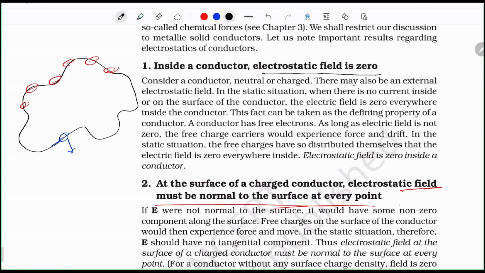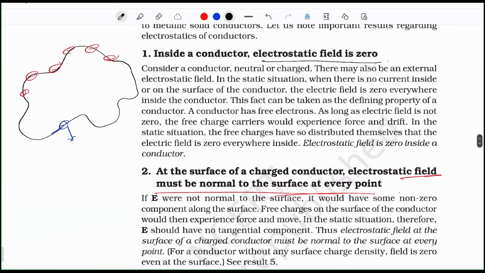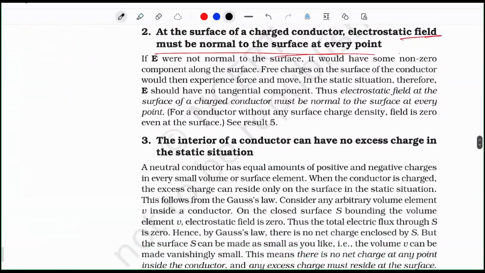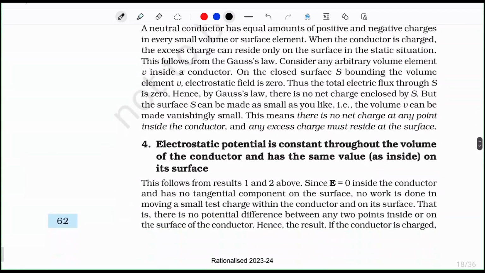Now, the argument for cavities is basically the same thing. We look at what happens when you have a cavity inside a conductor. So we looked at the third property.